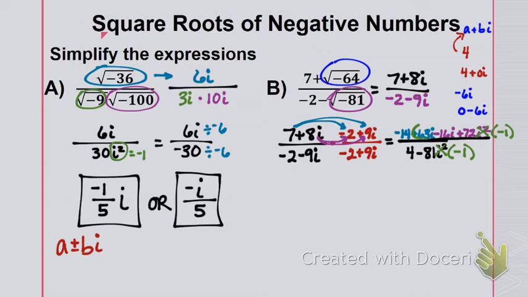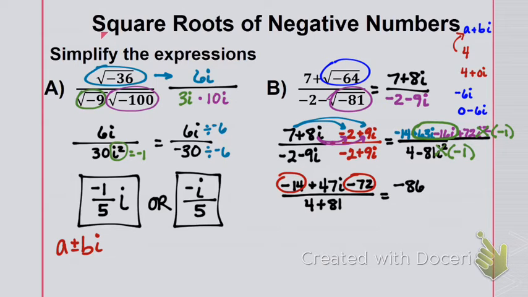And I can combine these like terms in here. So I would have negative 14 plus, is that 47? Yep. Okay. And then it's going to be minus 72 all over 4 plus 81. I'm going to combine the negative 14 and the negative 72. There's that negative 86. So negative 86 plus 47i all over 85.